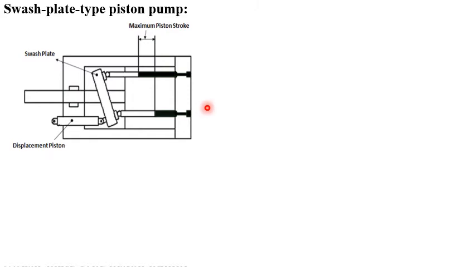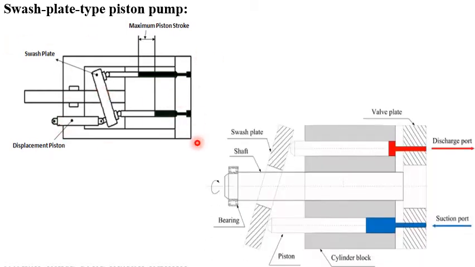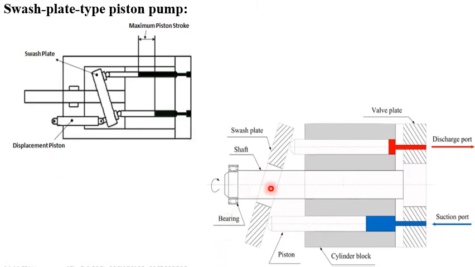The pistons are connected to shoe plates, and the shoe plates are connected to the angled swash plate. These white colored pistons are connected to shoe plates, and this is the angled swash plate. This is the construction. We'll see one more diagram. Here, this is the drive shaft, and the cylinder center line is the same. Here are the suction port and discharge port.